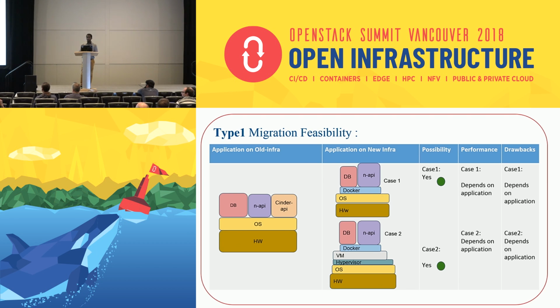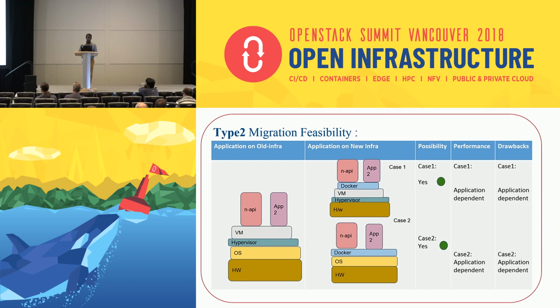And performance will depend completely on the application. In general, if you do not consider Nova API, it will also depend on the application's feasibility as well. And drawbacks also depend on what kind of application you are migrating. The same with case 2, where we have the VM and then install Docker on that. It's a kind of nested virtualization for the OS. The same case is also possible, and we can see some performance, but it also depends on the application we are initially running and migrating.